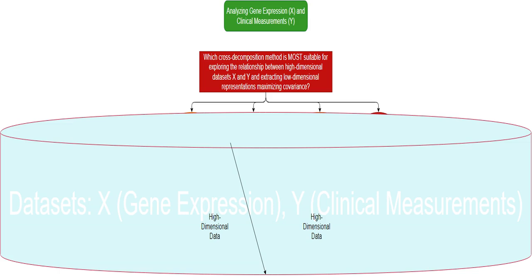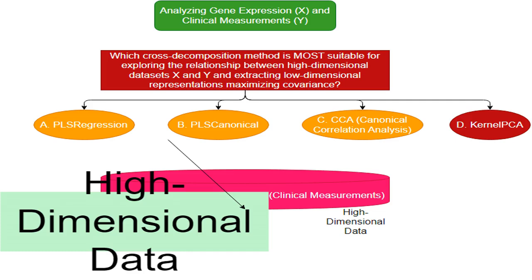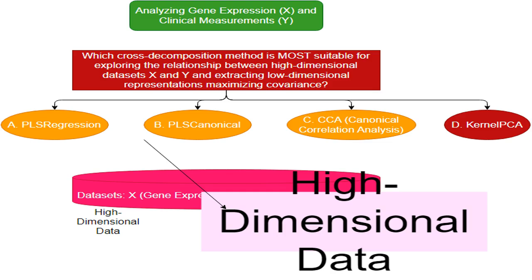We have two datasets. X contains gene expression levels, and Y contains clinical measurements. Both datasets have many variables, high-dimensional. Both datasets, X and Y, have a large number of variables. This is why we need a method that can handle high dimensionality effectively. Dealing with high-dimensional data is a key aspect of this problem, and selecting the right technique is very important.